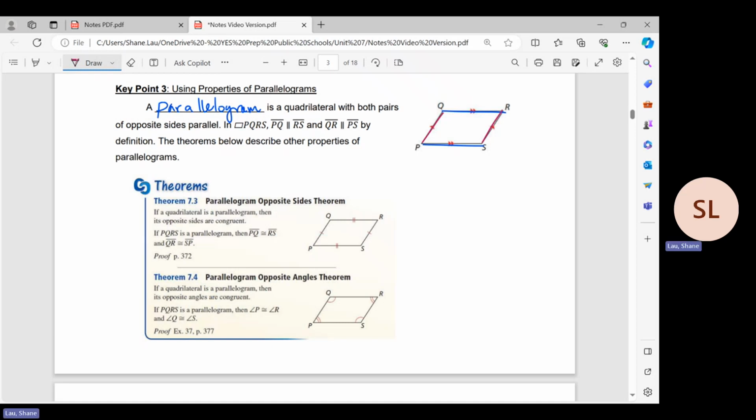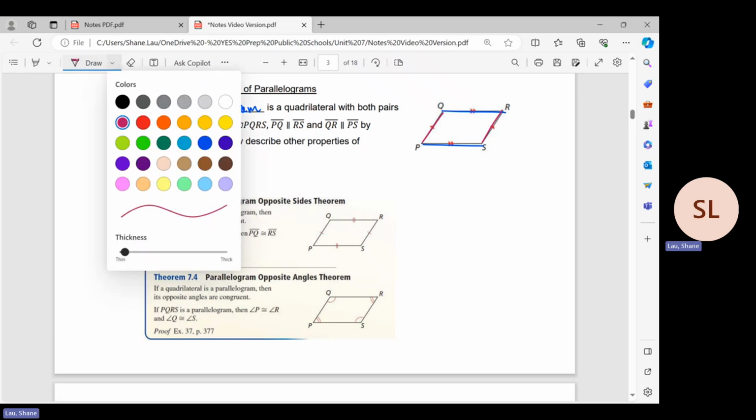But then we look at these next 2 theorems, the parallelogram opposite sides theorem. If PQRS is a parallelogram, then PQ is congruent with RS, and QR is congruent with SP. Okay, so we've got to break this down first, right? The first thing I would really do is go back to the little sentence that we just got. So go back to that sentence.